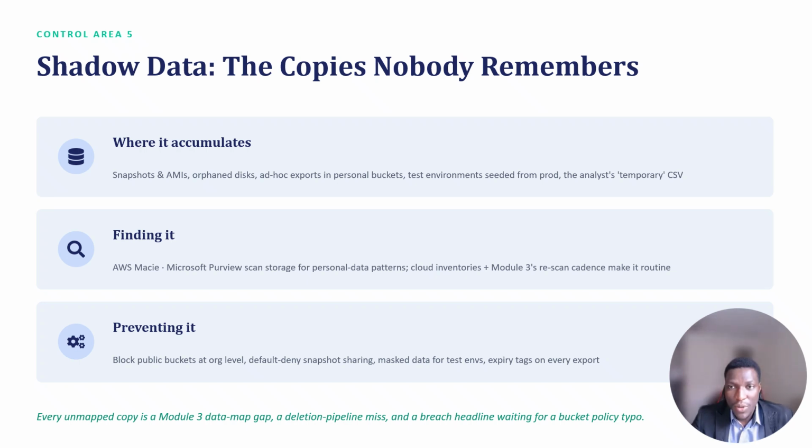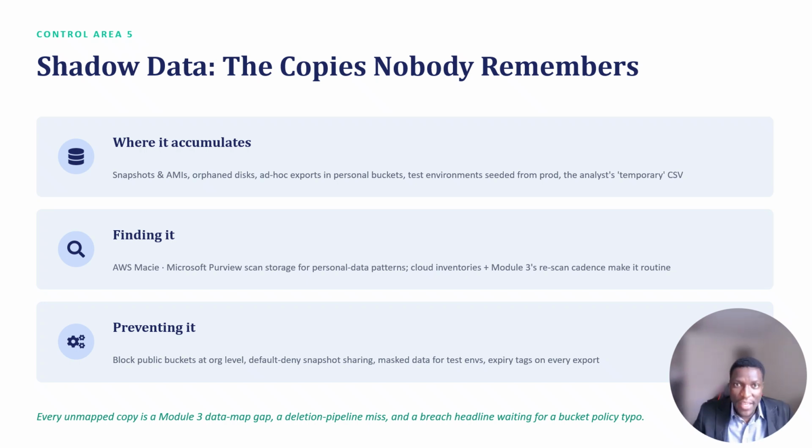These tools are very good at scanning storage for personal data patterns, identifying that data, and even to some extent helping you in classifying that data, which you can then act upon. So combine this with cloud inventories, and also make sure you have a quarterly rescan cadence, as we discussed in module 3, to make sure that you always have insight into what hidden data you have. With this, discovery becomes a routine instead of something that is just done once and forgotten.